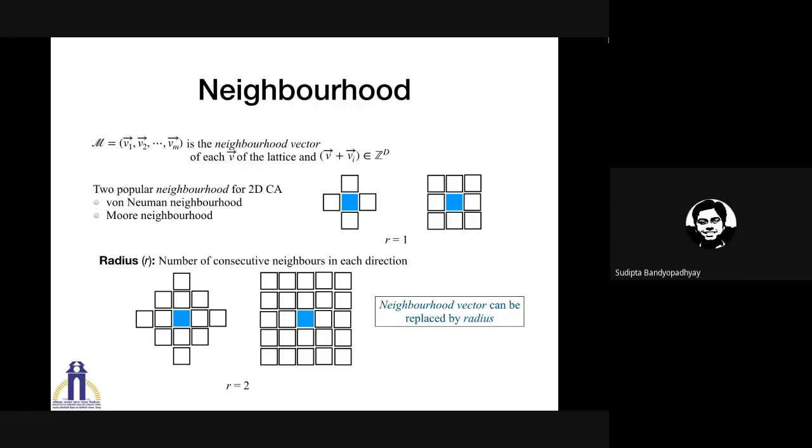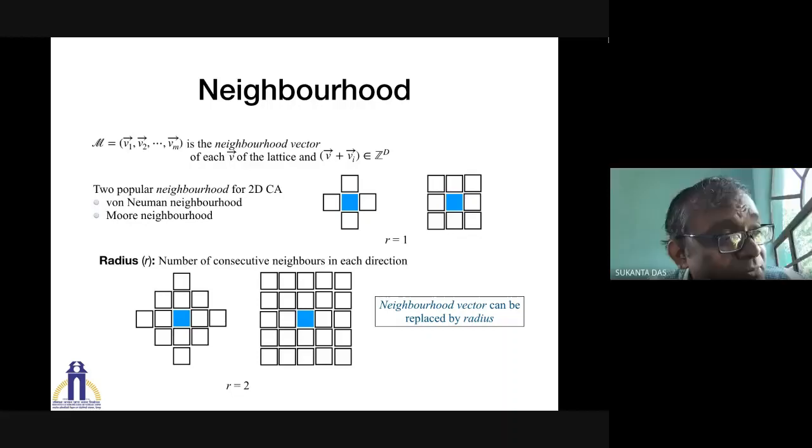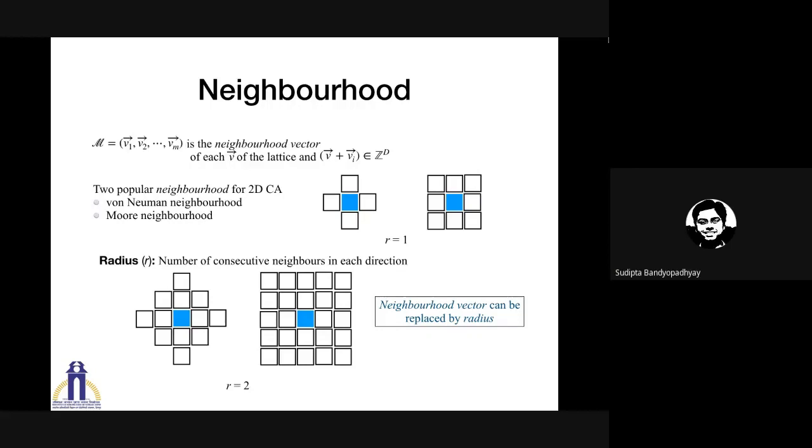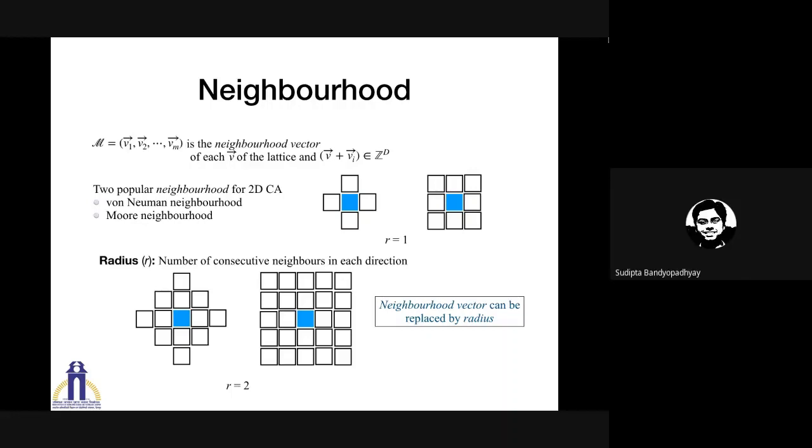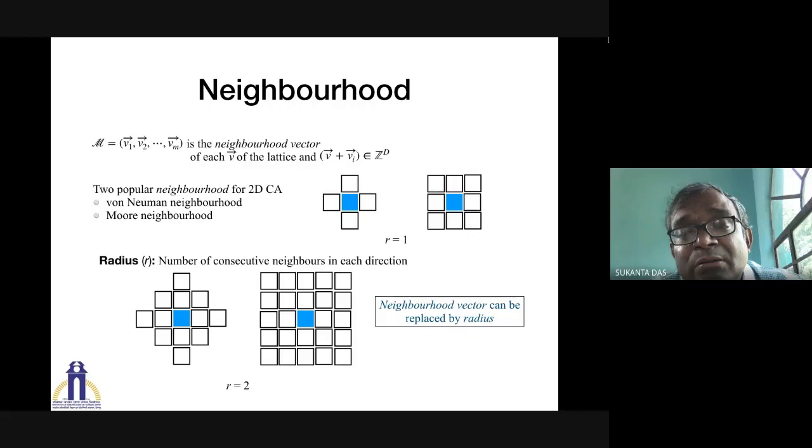So basically the maximum steps to be taken to reach any cell. Yeah, that's the meaning of radius, no? And how about the Moore neighborhood for r equal to 2? In each direction you can see at most 2. So in the corner direction the distance is 2, and in left, right, up, down there are 2 cells.